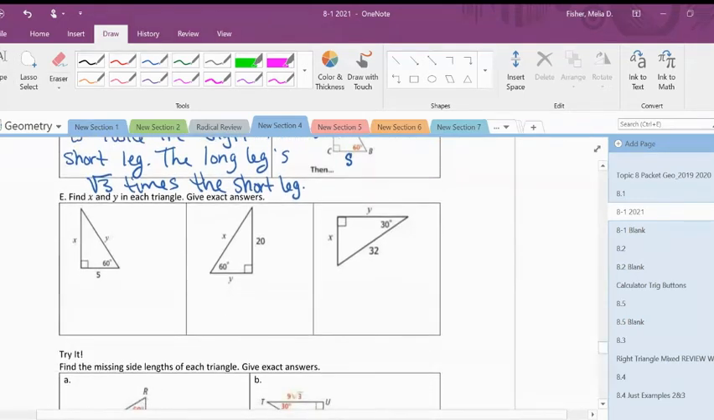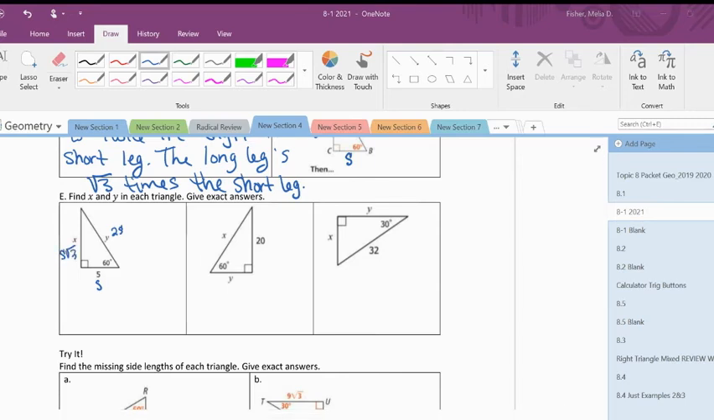Find y in each of the triangles. So this one is s, this is 2s, and this is s times the square root of 3. So that means x will equal 5 square root 3, and y will equal 2 times 5, which is 10.